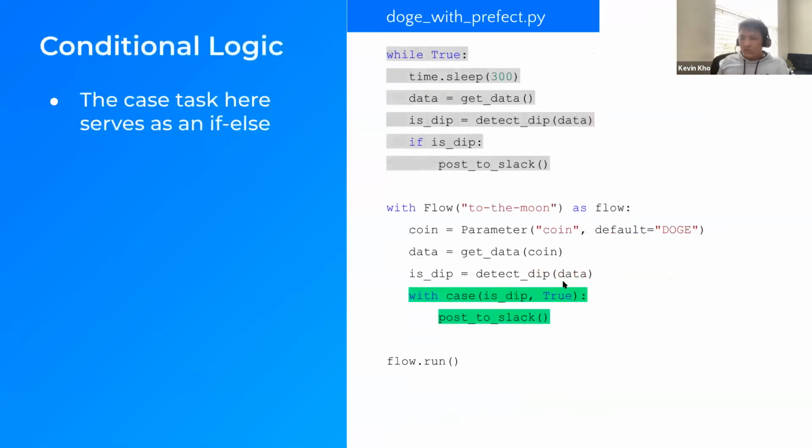And that's where we can apply some conditional logic inside of our flows. So the previous code here with the dark highlight, that is the naive way we chose to run our Doge price tracker. And down here is the Prefect flow. So the important line is this: if is dip, then we'll post to Slack. In our case, we can use the Prefect case task. So I imported this Prefect case task, and then we're just checking for the value of is dip, which, if you remember, was true or false.